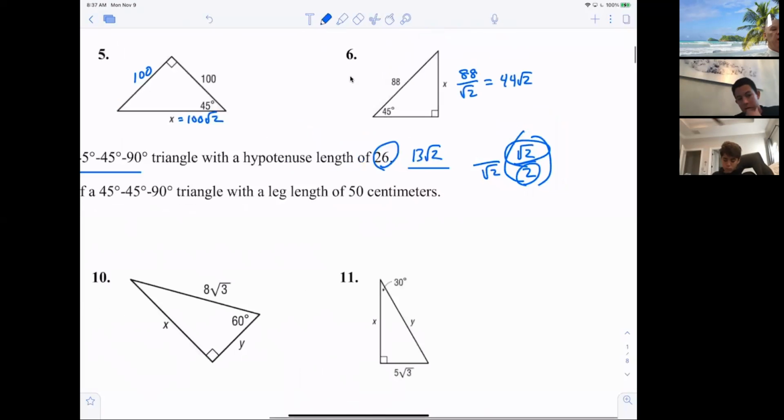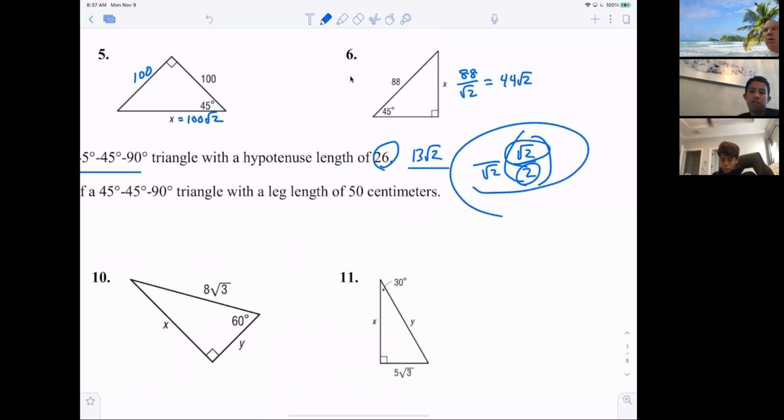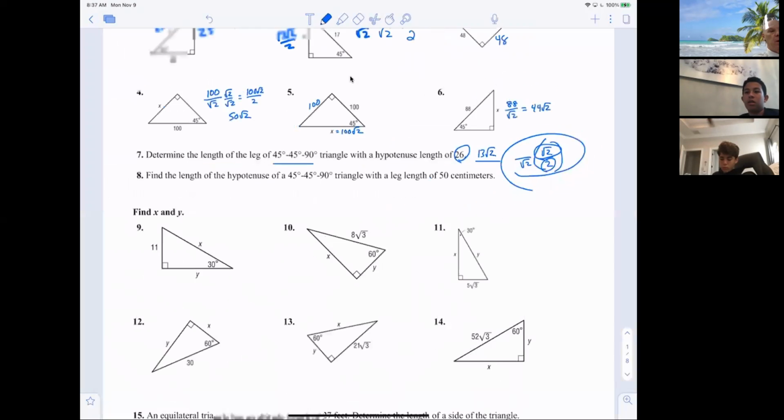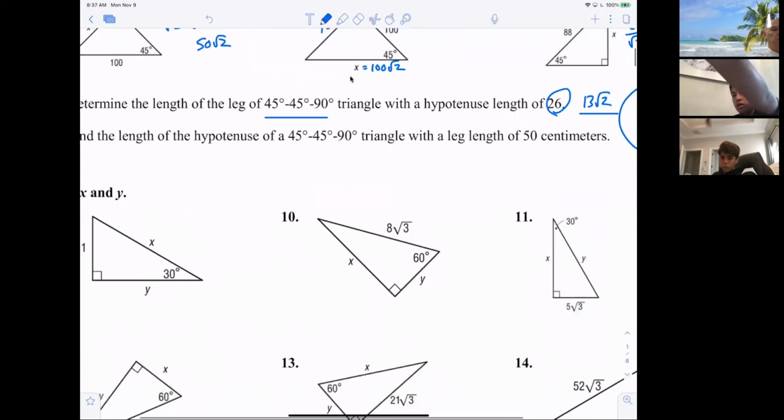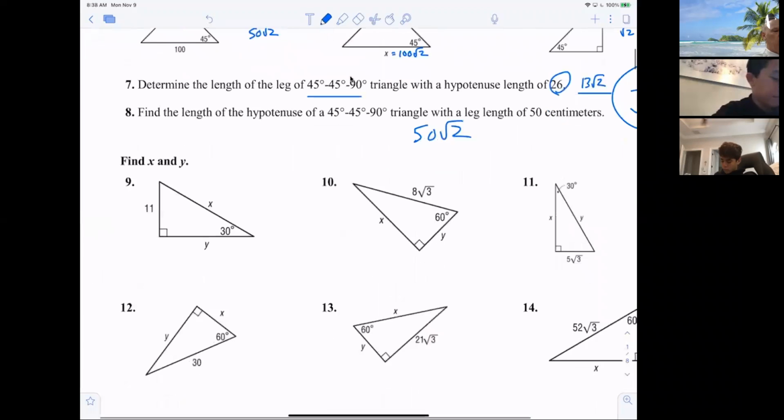All right, and then those of you guys going into your private schools next year, they're going to ask you about all the radicals. You got to be good at it. All right, here we go. So if the leg is 50, then the hypotenuse is what? 50 radical 2. Yay, simple, simple, simple. 50 radical 2.